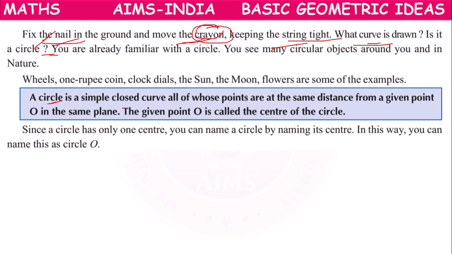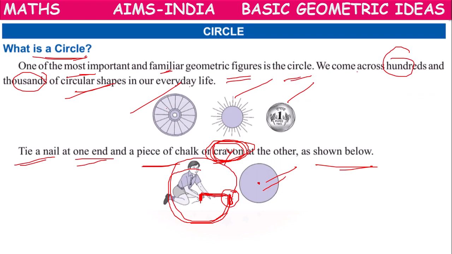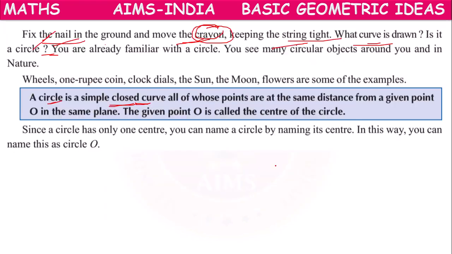A circle is a simple closed figure whose points are at the same distance from a given point O in the same plane. The given point O is called the center of the circle.